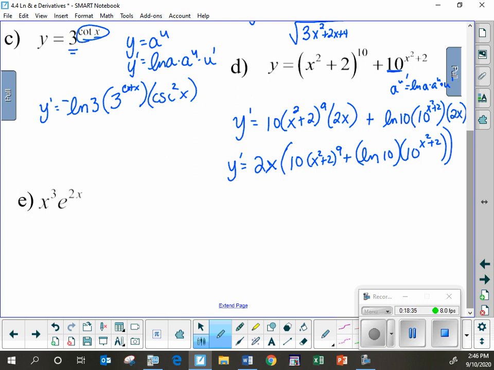And E, oh, we got a little product rule going on. So I'm going to say y prime, yep, I'm introducing a y on this side. Y equals x cubed times e to the 2x. So product rule. Try it on your own, then check back in and see if we agree.